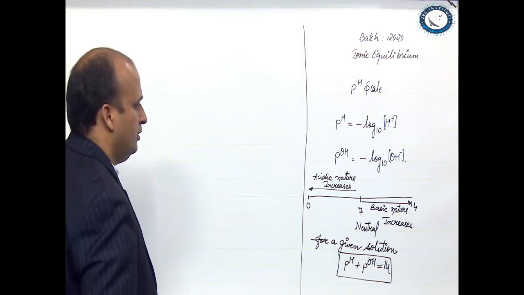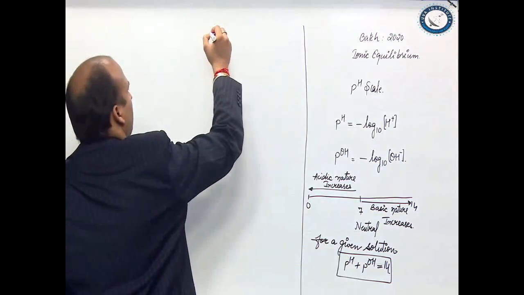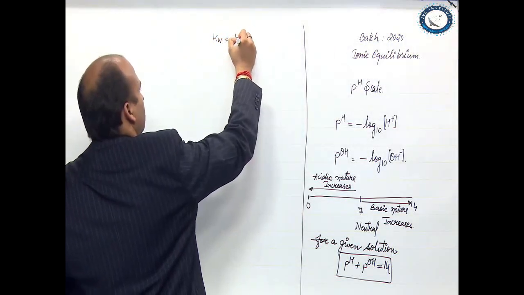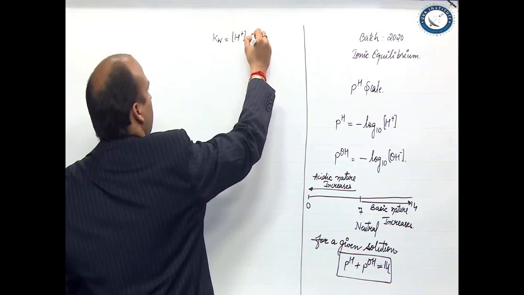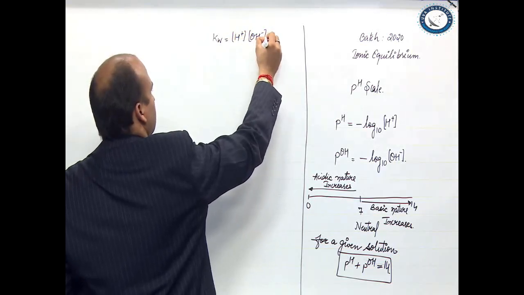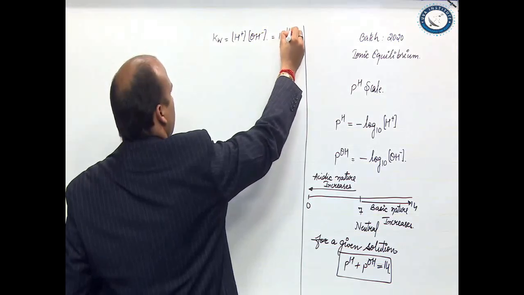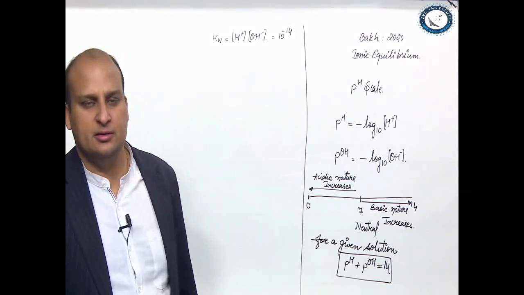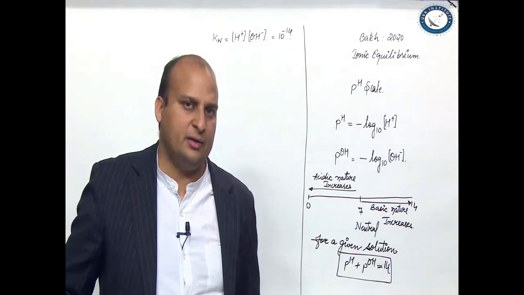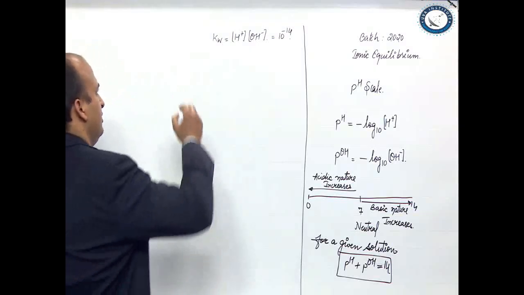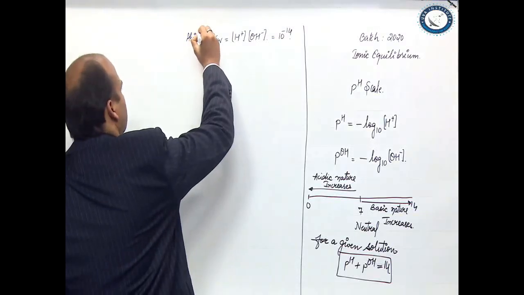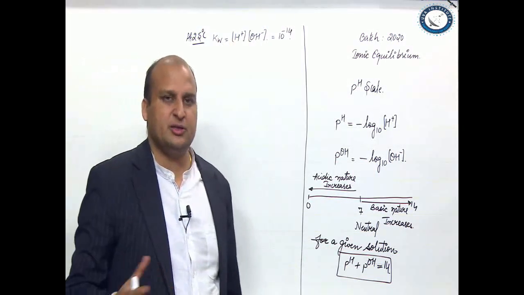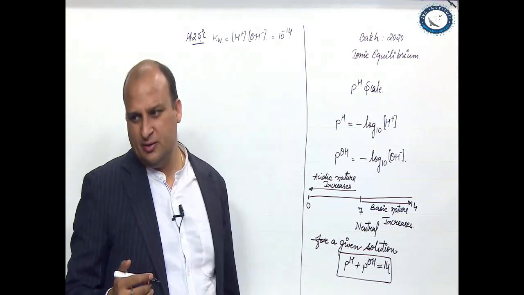So, first of all, let's recall that Kw is equal to H plus concentration into OH minus ion concentration. This is the ionic product of water, and the temperature that we are taking over here is 25 degrees Celsius. So, at 25 degrees Celsius, Kw is equal to 10 raised to power minus 14, or H plus into OH minus ion is 10 raised to power minus 14.